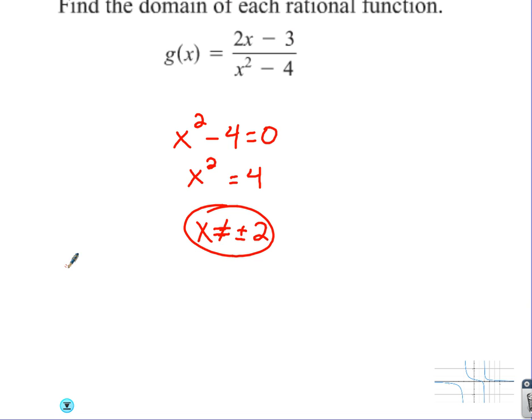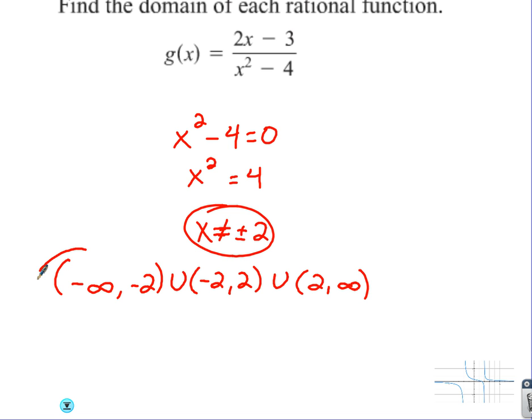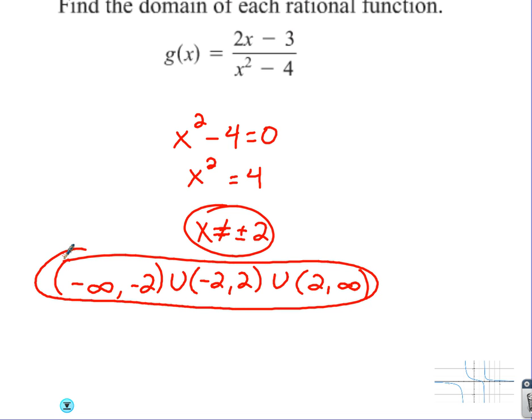If you want to write it the other way, x can be all the values from negative infinity to negative 2. Or it can be all the values from negative 2 to positive 2. Or it can be all the values from 2 to positive infinity. There's all the things that x can be. I would rather say this: x can't be those.